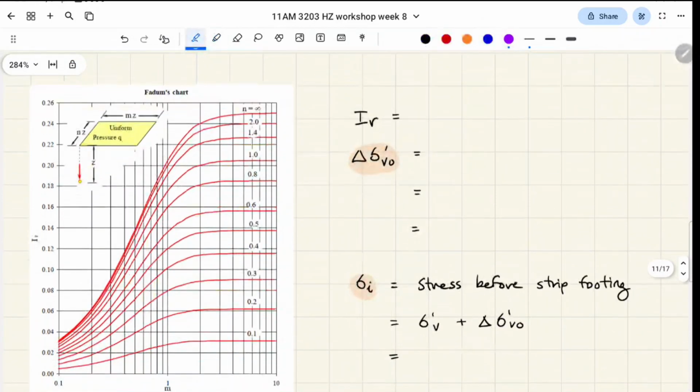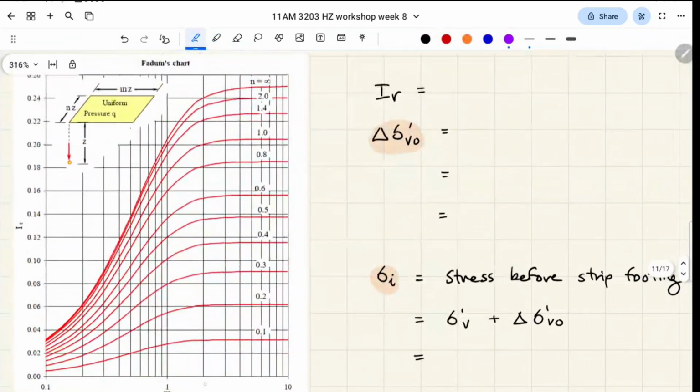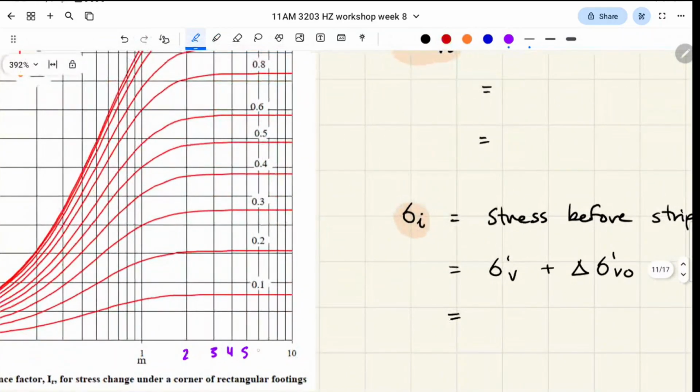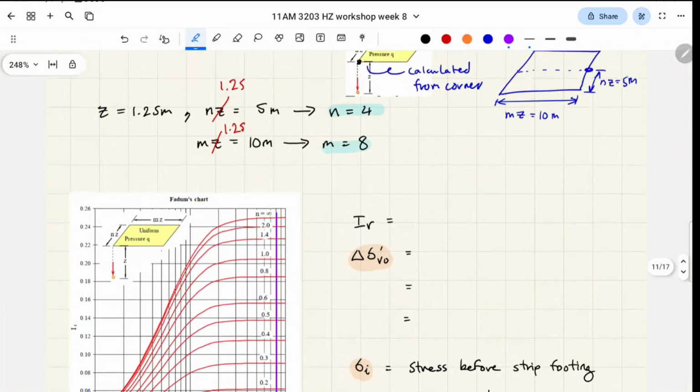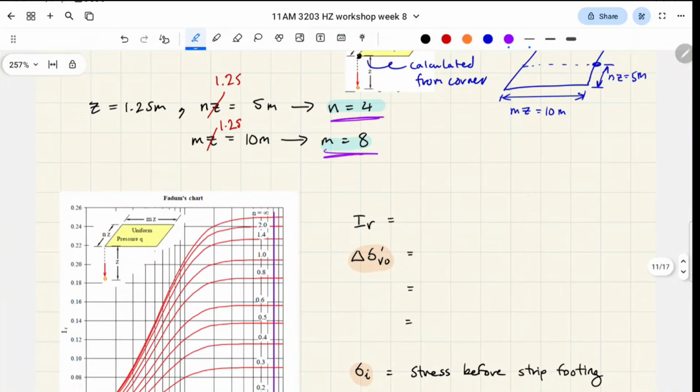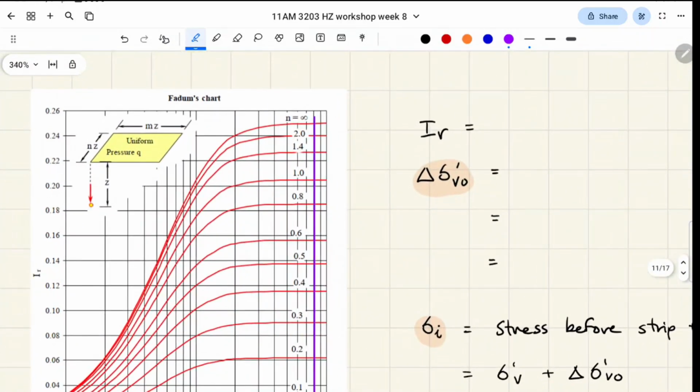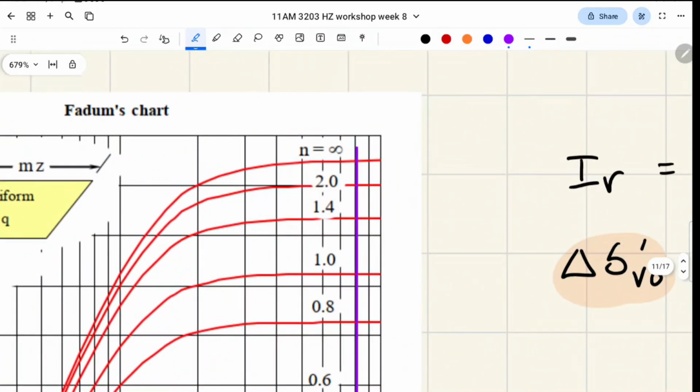So let's count these lines. This goes up by 1, and we care about line 8, or m is 8. We care about n is 4. So you have to interpolate between 2 and infinity. Not quite the easiest job ever, but let's say it's here.